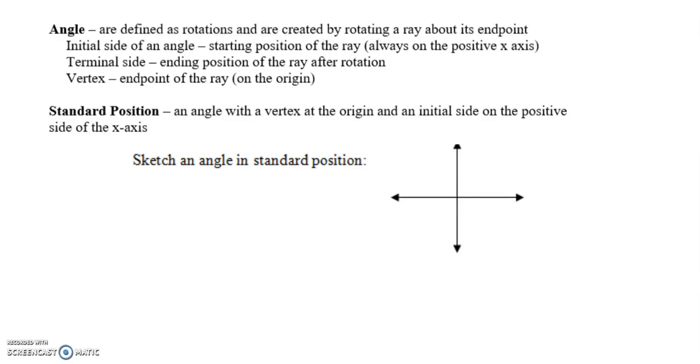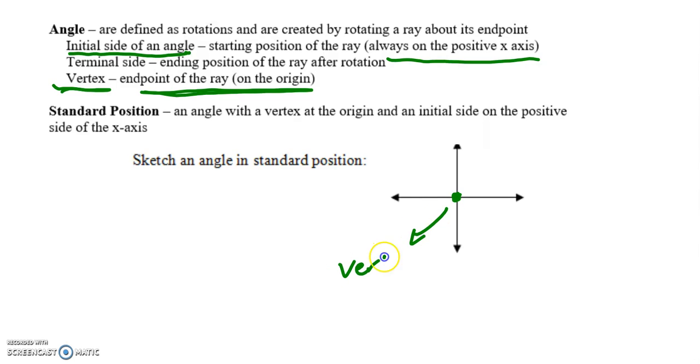Another definition in terms of an angle as a rotation. First, we have a couple things to consider. We have an initial side of an angle, which is the starting position of a ray, and it's always on the positive x-axis. And at the same time, I want to point out that an angle always has a vertex, and the endpoint of your vertex is always going to be on the origin. So visually, this would be my vertex, and so I will label it as such. And this would be my initial side, because the initial side is defined as always on the positive x-axis.